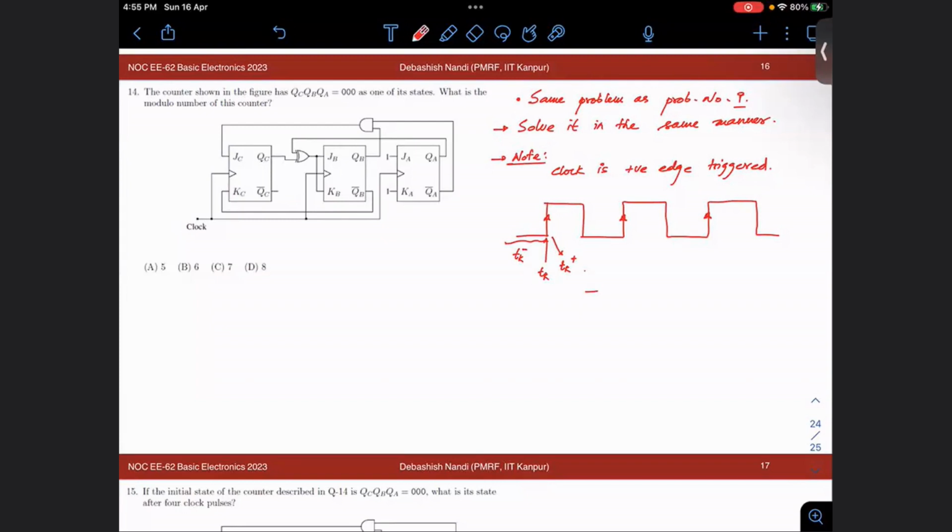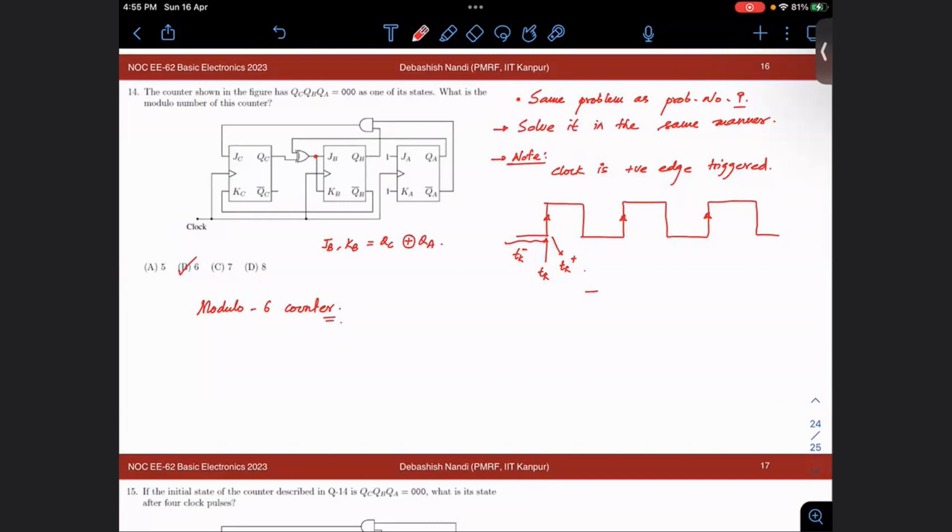Okay, so you will find out that it is a modulo 6 counter. You note that at this point you will have JB and KB equal to QC XOR QA. Fine.